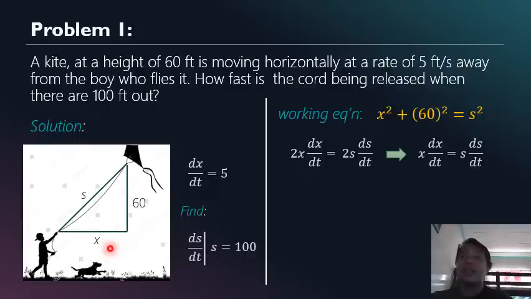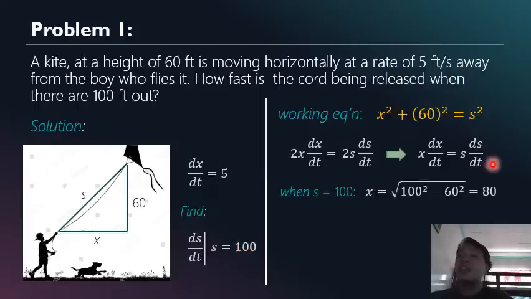Tama po ba? Yan. So kapag in-apply natin yung condition na ang s daw ay equal sa 100, makukompute natin yung x dito. So that is 100 squared minus 60 squared and then get the square root, right? So the answer for that is 80. Okay? So now we already know the value of x. Kaya pwede na nating i-substitute. X here is 80. This dx over dt is the given quantity 5. This s is the given condition 100. So we can now solve for ds over dt.